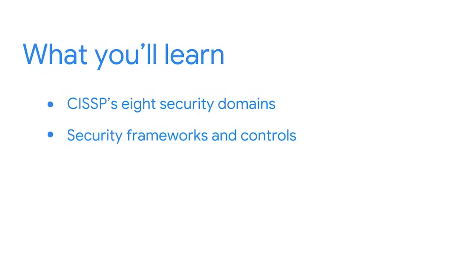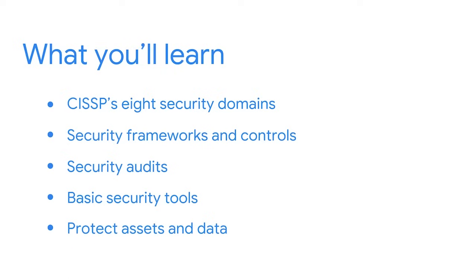In this course, we'll discuss the focus of Certified Information Systems Security Professionals, or CISSP's 8 security domains. We'll also cover security frameworks and controls in more detail, with a focus on NIST's risk management framework. Additionally, we'll explore security audits, including common elements of internal audits. Then, we'll introduce some basic security tools, and you'll have a chance to explore how to use security tools to protect assets and data from threats, risks, and vulnerabilities.